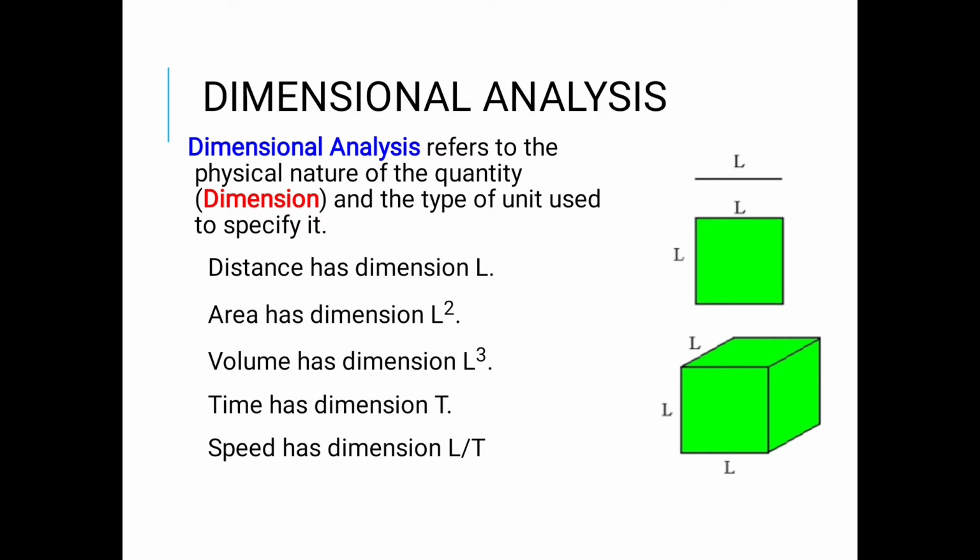The dimension analysis refers to the physical nature of the quantity, the dimensions, and the type of unit used to specify it. Here, distance has dimension L, area has dimension L square, volume has dimension L cube, time has dimension T, speed has dimension L by T.